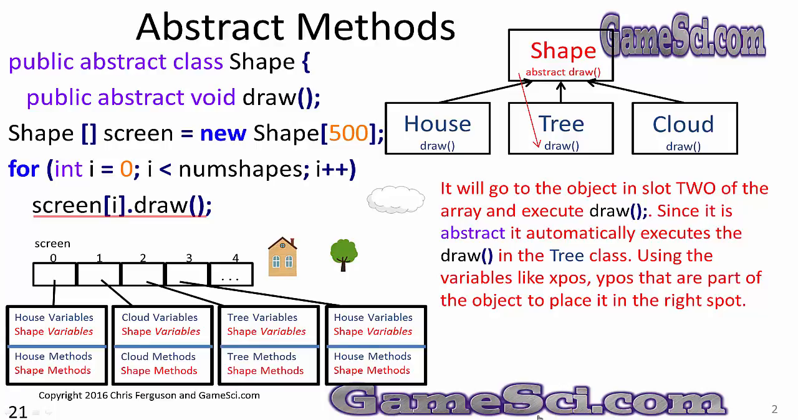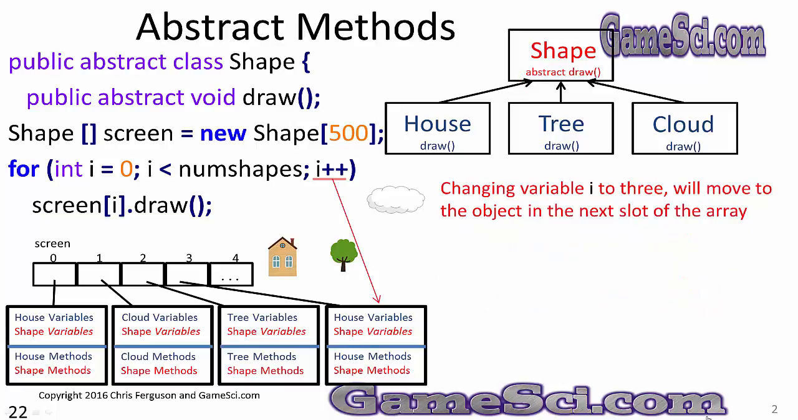In order to draw anything using this scheme, you're going to take some common variables that come from class shape, and then the local variables, the specific variables that come from class tree, and draw the tree on the screen. I++, changing the variable I to 3, will move it to the object in the next slot of the array. You can see where the arrow is saying, okay, I'm pointing to the same object as slot 3.